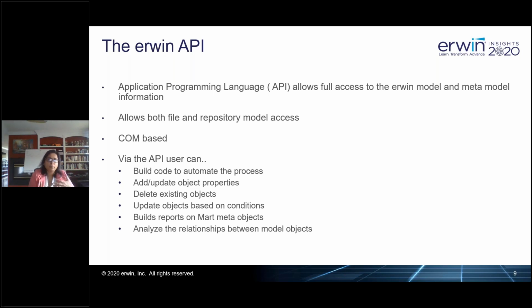You can run your own reports. You can understand the relationship, and you can do more than what the tool is giving you to do. You can run API against the Mart and then run cross reports if you can think of how those objects are connected. So it's a way of analyzing the relationship between those meta model objects and building a best practice around your architecture team.